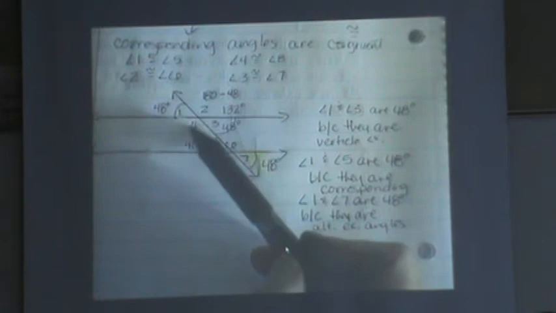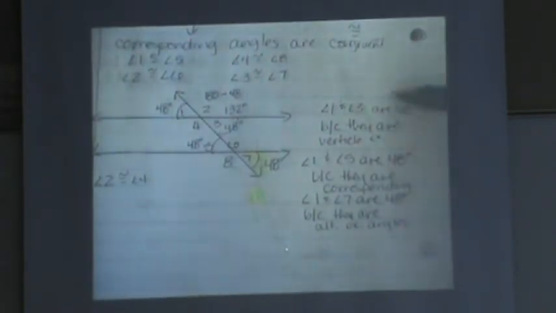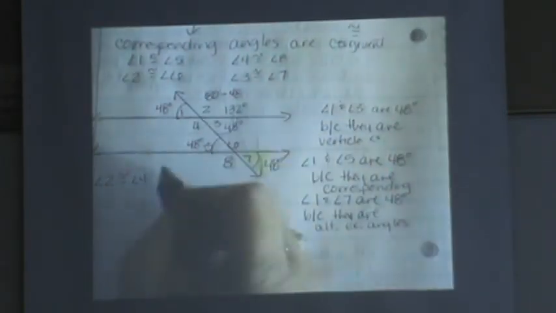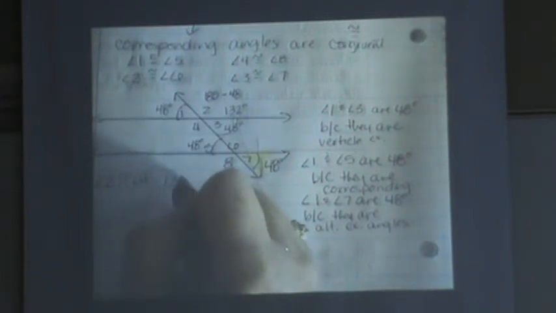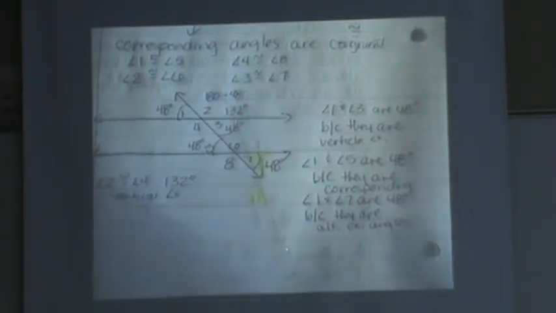They'll be vertical. Vertical angles. Angle 2 is congruent to angle 4. I could have said congruent on all of these over here too. Angle 2 is congruent to angle 4, and they're both 132 degrees because they're vertical. Vertical angles.